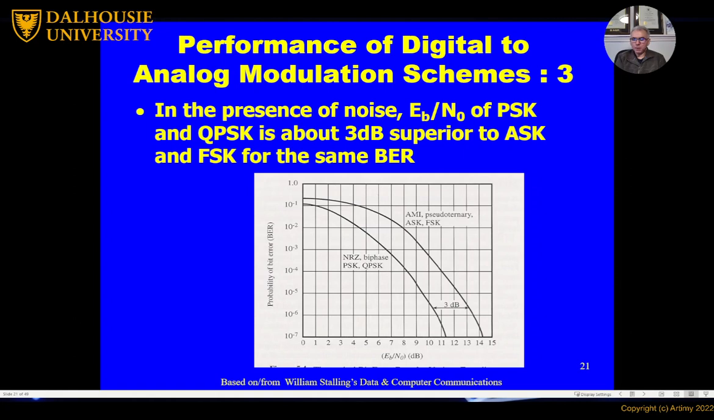So somebody put all of these graphs for us that compares different encoding techniques as well as modulation techniques, put them together, and put the probability of bit error rate and the energy per bit to noise ratio. And you can see here that the more I increase the energy per bit to the noise ratio, the less probability of error I get, right? It makes sense.